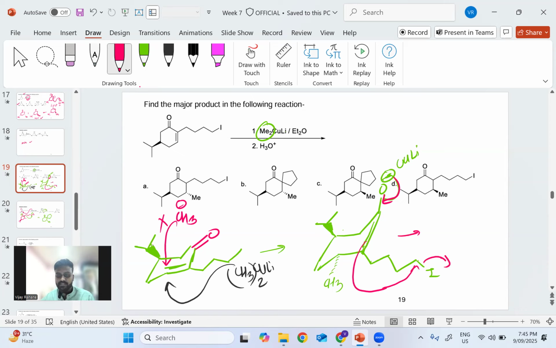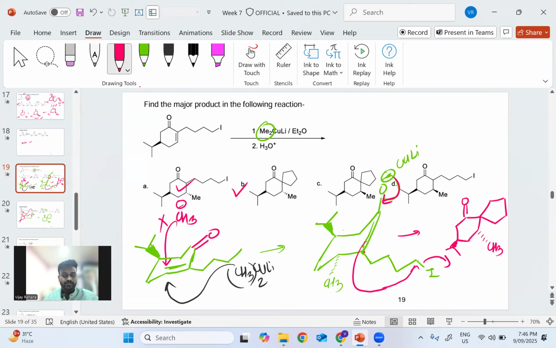So that cyclized product will have a 5-member ring because of these 4 carbons and 1 carbon from the part of the ring, and we get the product. So this is the product. Here the methyl is directed downward. The isopropyl will be the same as in the starting. This carbonyl group will be retained again in the product, and this 5-member cyclic ring is getting formed in the product. So option B is the correct option here.